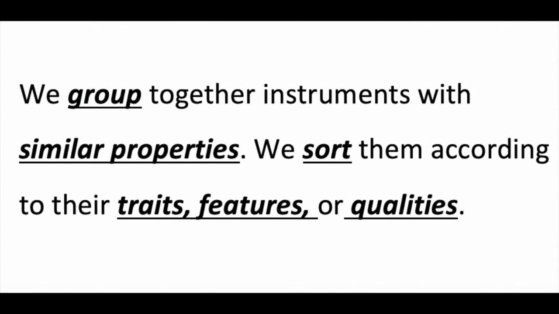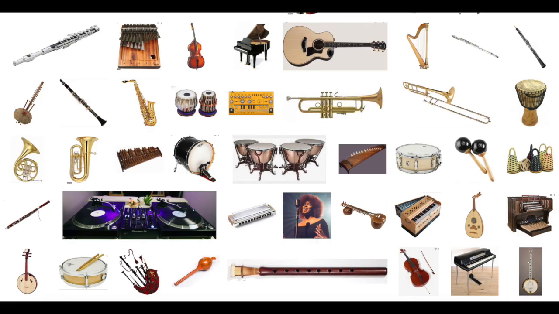We group together instruments with similar properties. We sort them according to their traits, features, and qualities. Let's have a lightning round quiz. I'm going to shout out the name of a musical instrument, and I want you to respond as quickly as possible with the name of the family that instrument belongs to. Ready? Here we go.